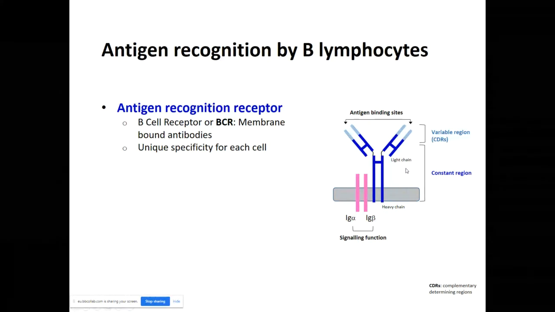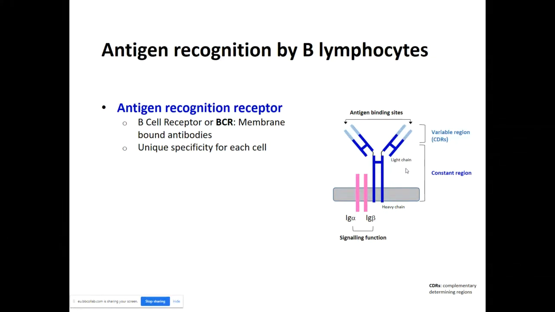Each antibody specificity is unique, meaning that every B cell has a different specificity, so they can recognize different microbes or different portions of a microbe. It has two regions, a constant region and a variable region. The variable region means it can accommodate a variety of different microbes.